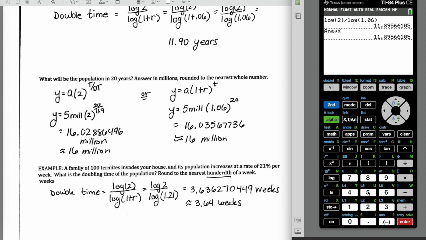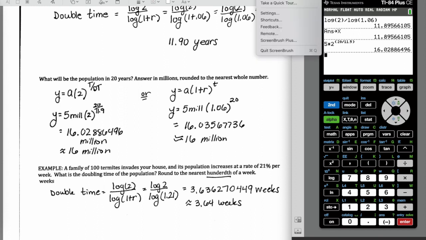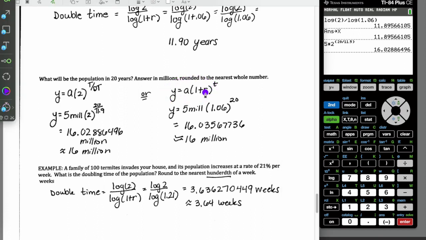So I'm going to take 5 times 2 to the power of 20 divided by 11.9. I'm going to hit enter, and I'm going to get 16.02886496. That's what we got here. And then it says to round to the nearest million, so I'm going to put 16 million as my final answer.